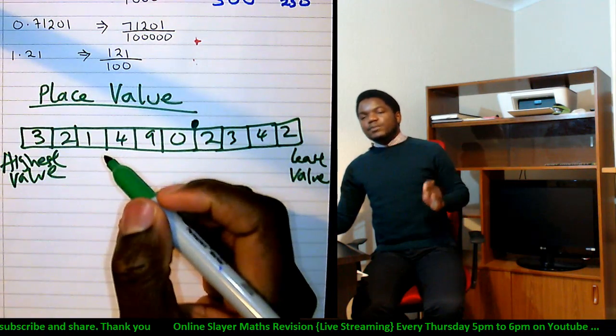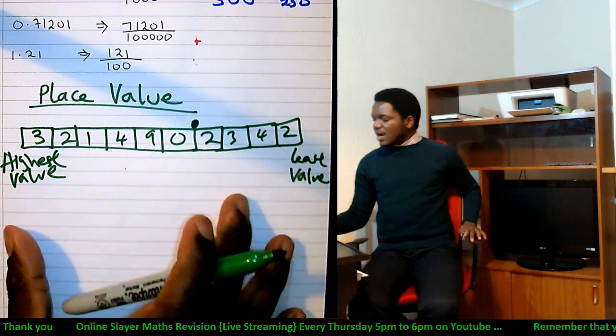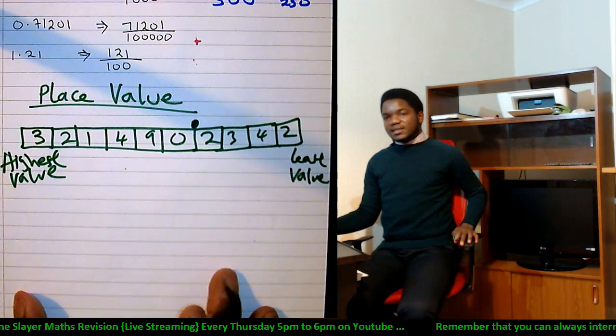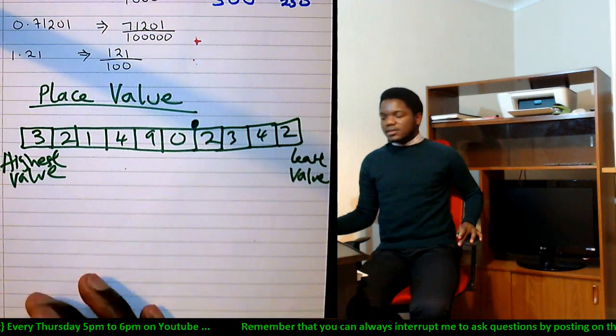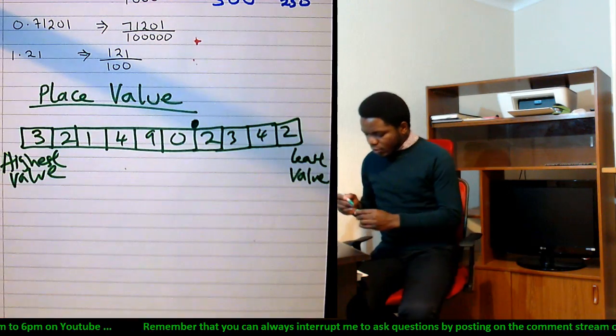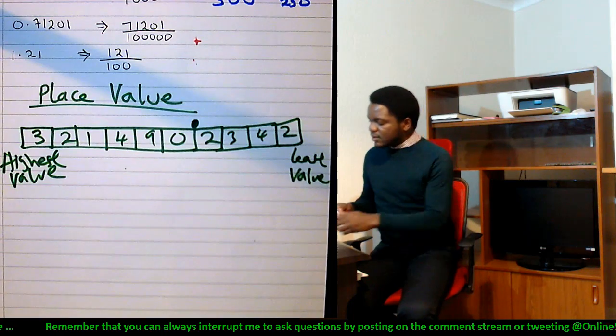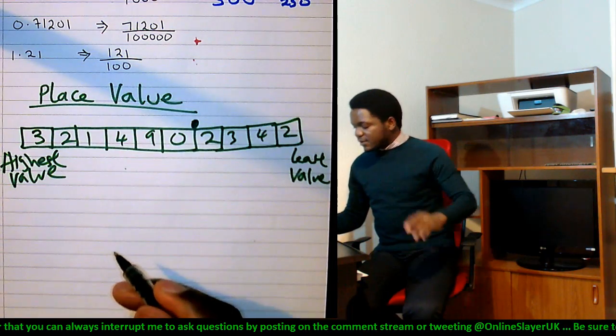Now, if you want to compare numbers, you have to arrange them in the same number of places and then check out whose highest value is higher than the other person's. So, quick discussion on that, and that would be the end of place values.